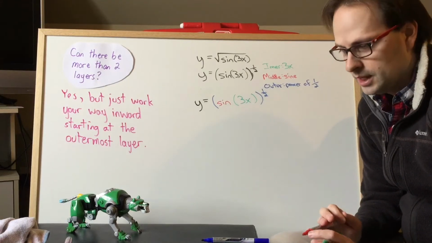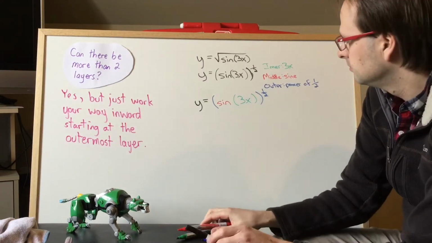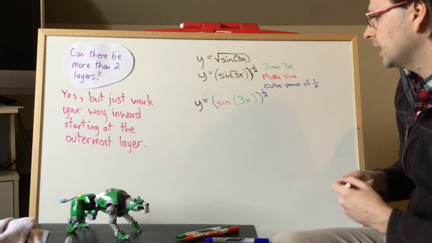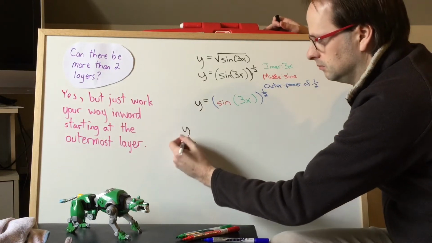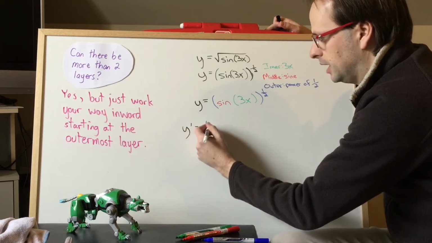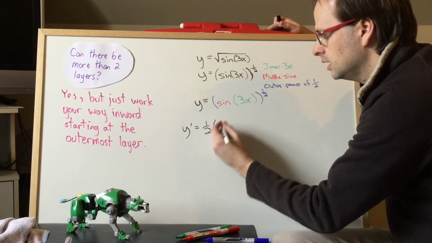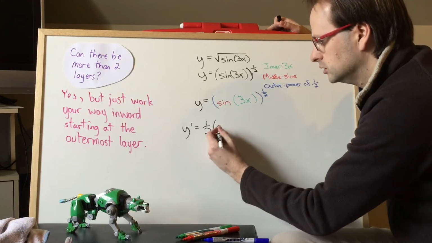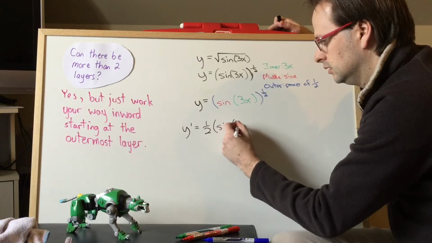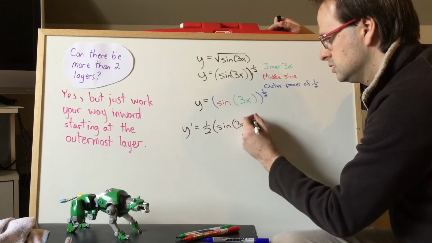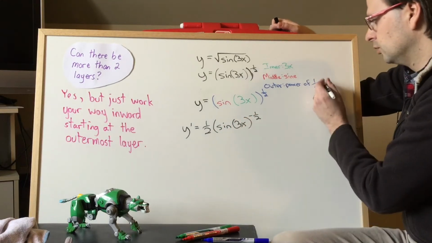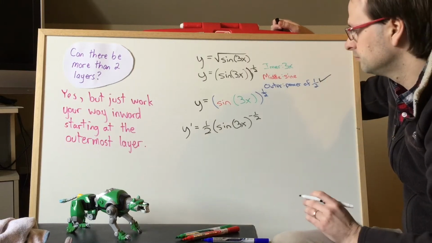There we go. Now we can differentiate it. So I'm going to deal with the outer power of a half first. So the power comes down front. Nothing inside that power changes yet.